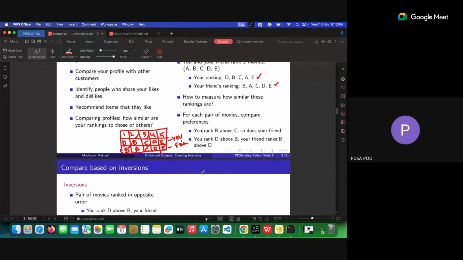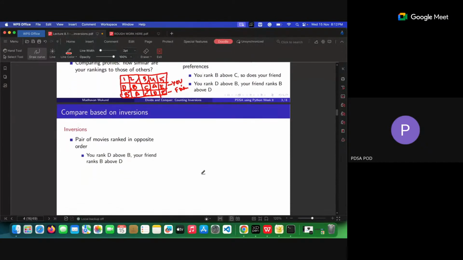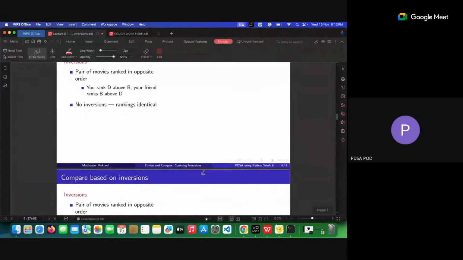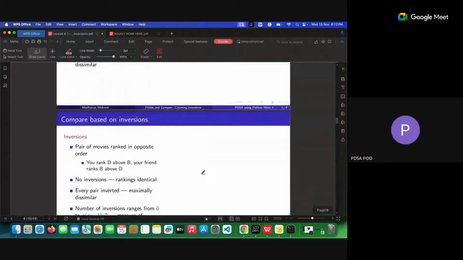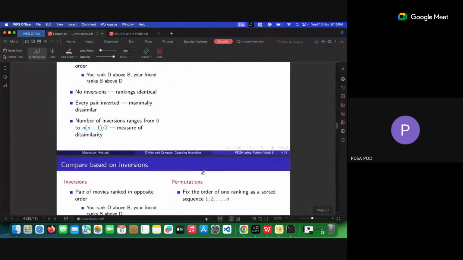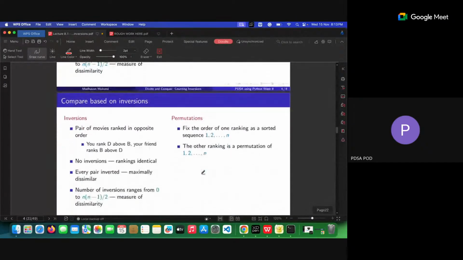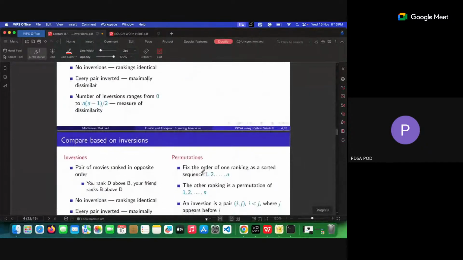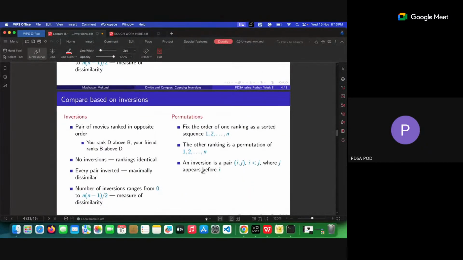We are finding those inversions using the divide and conquer policy. So let me see what exactly inversion means. Here, they want to talk about the inversions. Yes, so really, what is an inversion? Inversion is simple. It is a pair of movies ranked in opposite direction. Like you rank D above B, and your friend ranks B above D.